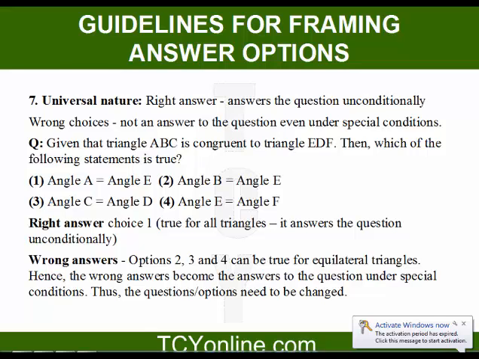Question: Given that triangle ABC is congruent to triangle EDF, which of the following statements is true? Option 1, angle A is equal to angle E. Option 2, angle B is equal to angle E. Option 3, angle C is equal to angle D. Option 4, angle E is equal to angle F. Now, although the first choice may seem obvious, nowhere have we mentioned that the triangles are not isosceles or equilateral, in which case all other options also hold good.